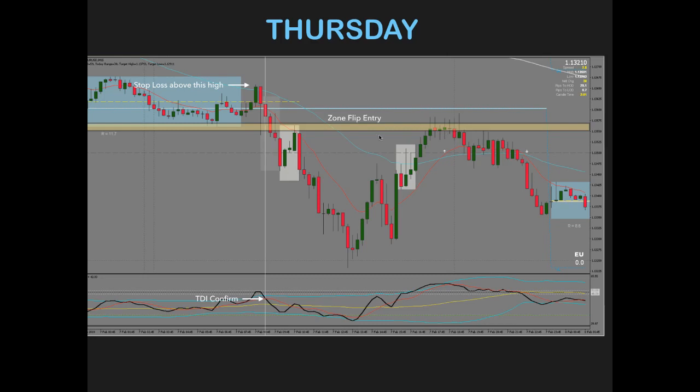Okay, so a couple of entries there that you could have taken. This was a little bit of a trickier day to trade, Thursday. So, if you didn't catch the trade here just before London, there were a couple of opportunities here that you could have taken as a re-entry trade going into the London and New York session.